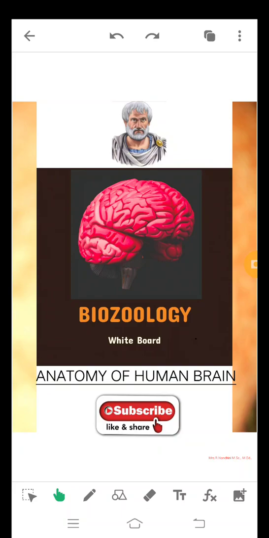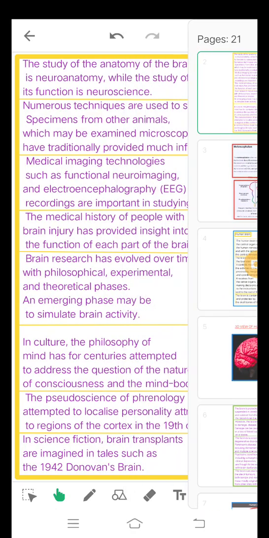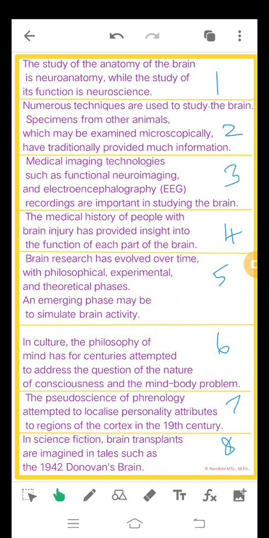So today we discuss the topic anatomy of human brain. The human brain is the central organ of the human nervous system. This is one of the internal human body organs. Then, anatomy of the human brain.